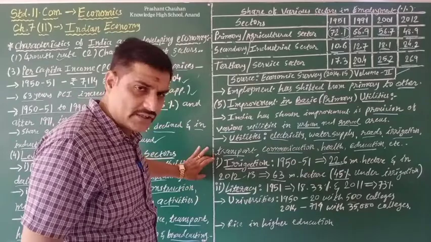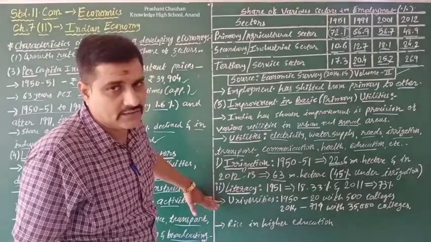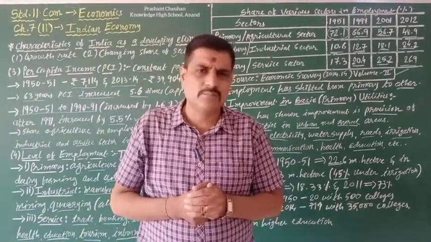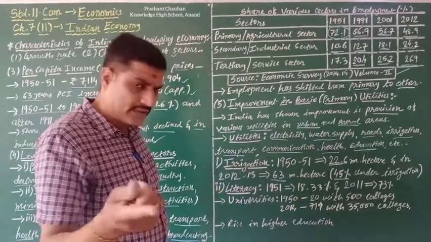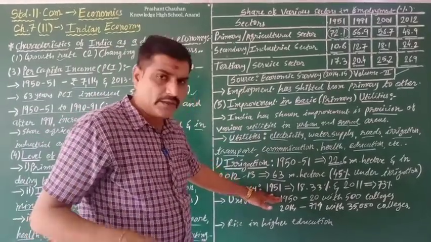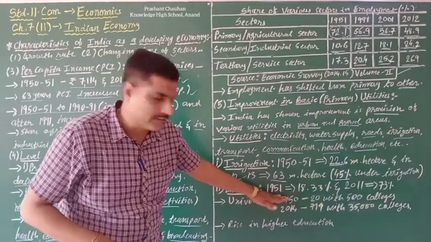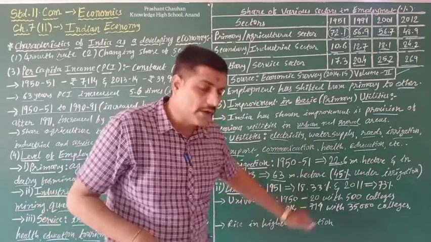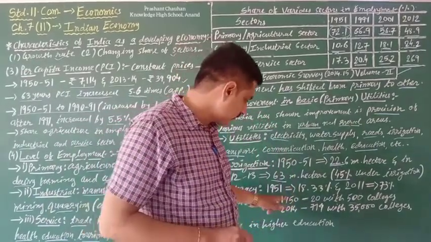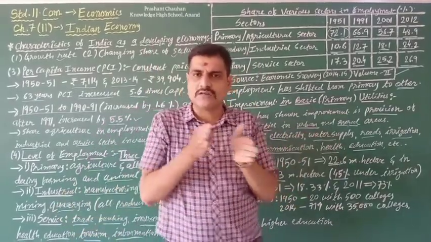After irrigation, literacy. Year by year the literacy rate is increasing in our country, but for the last 10 years the literacy rate is the same. I told you, the data in your book is wrong. In 1951, the literacy figure is 18.33%. Please make that correction. That is the time period of 1947 to 1951.